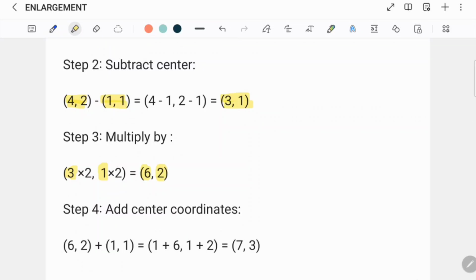Now you have to add back because you have subtracted to make it origin. If you are going to enlarge with the origin as center, then you don't need to subtract or add. You just multiply with the scale factor.